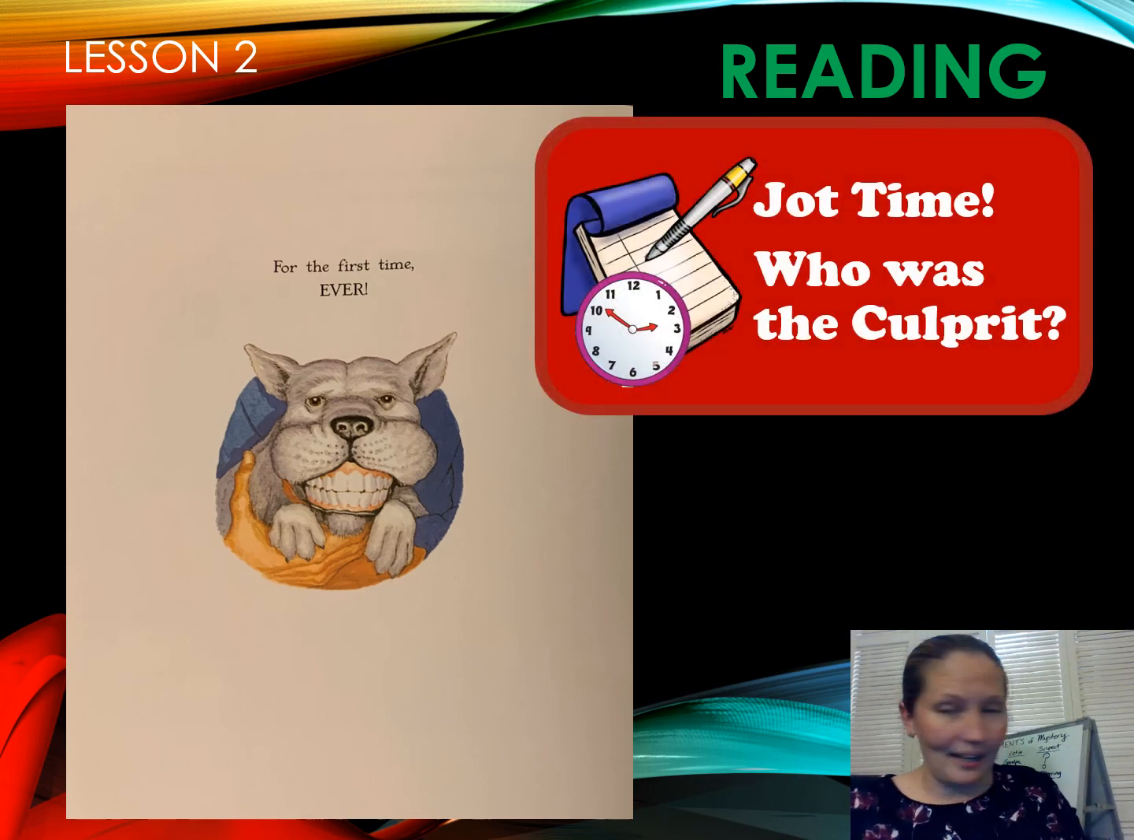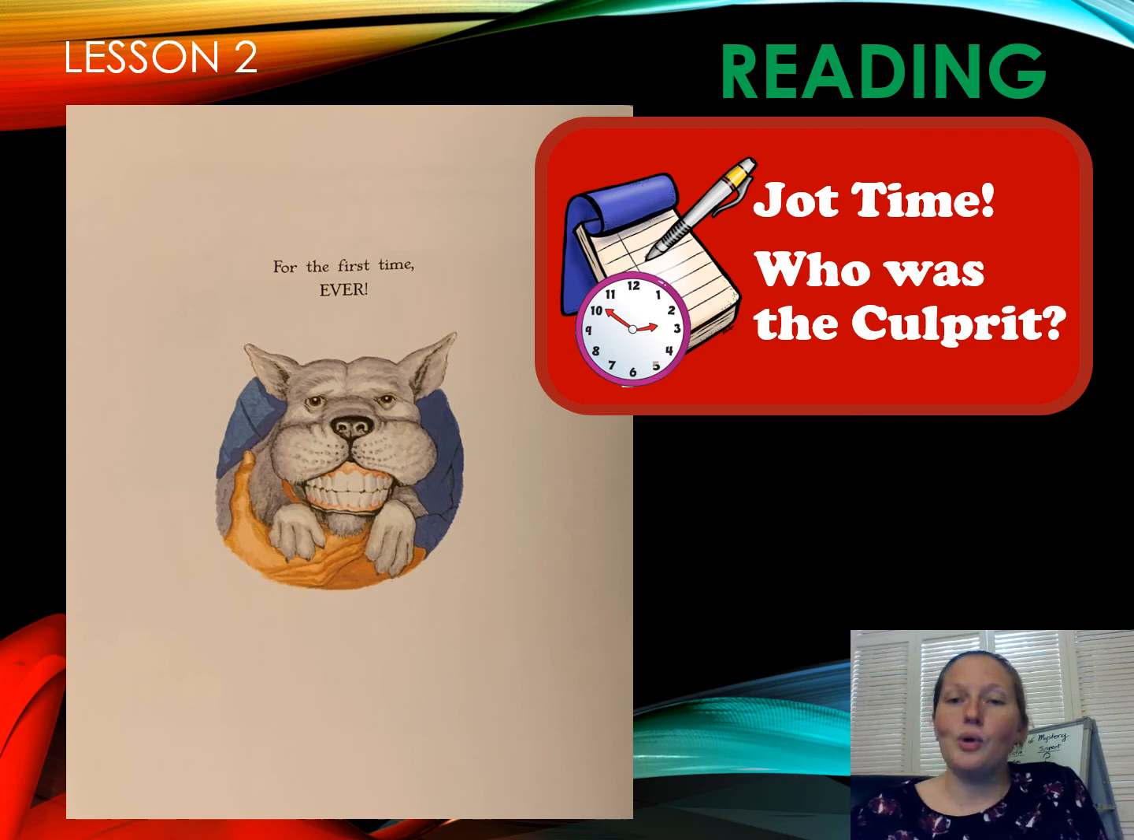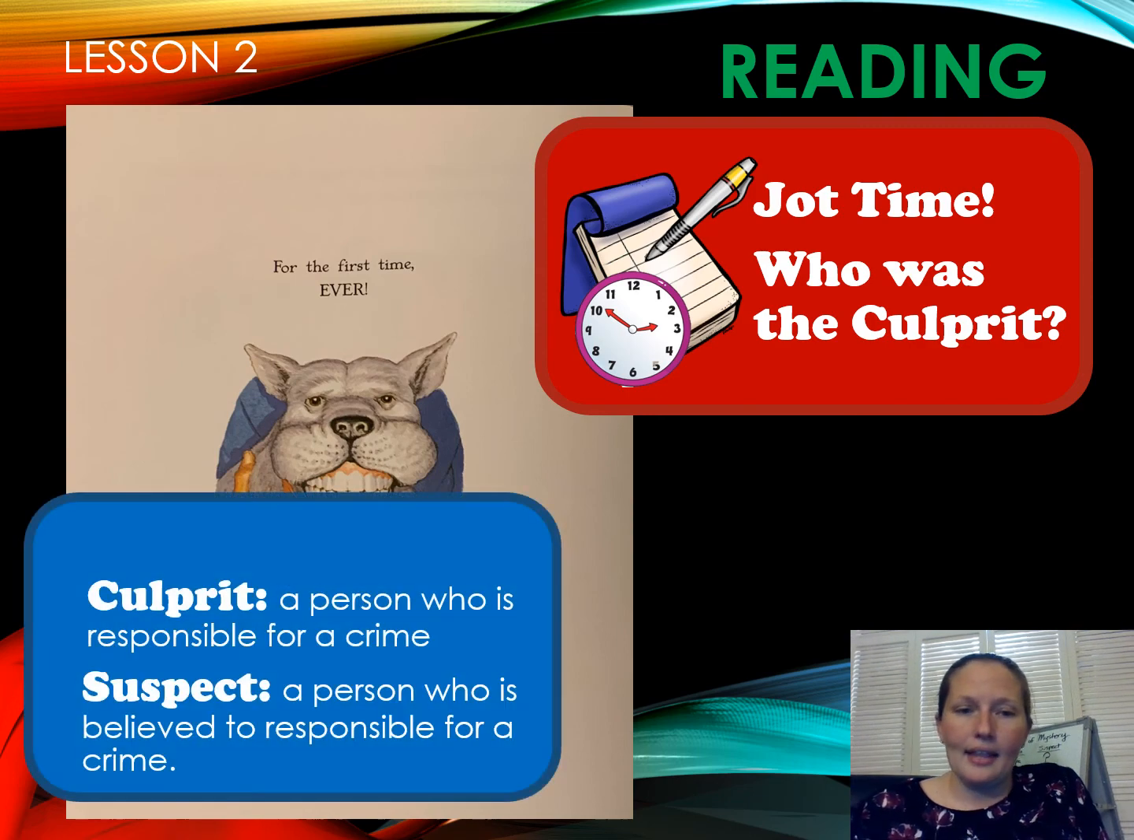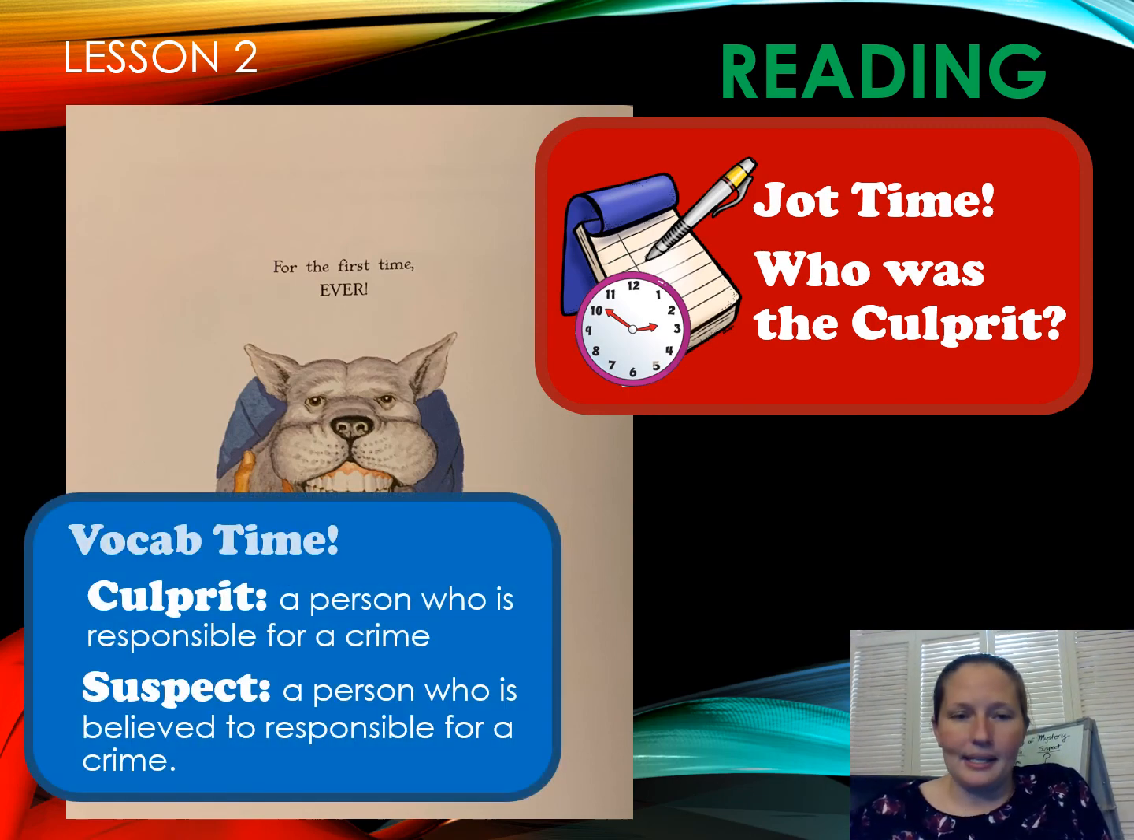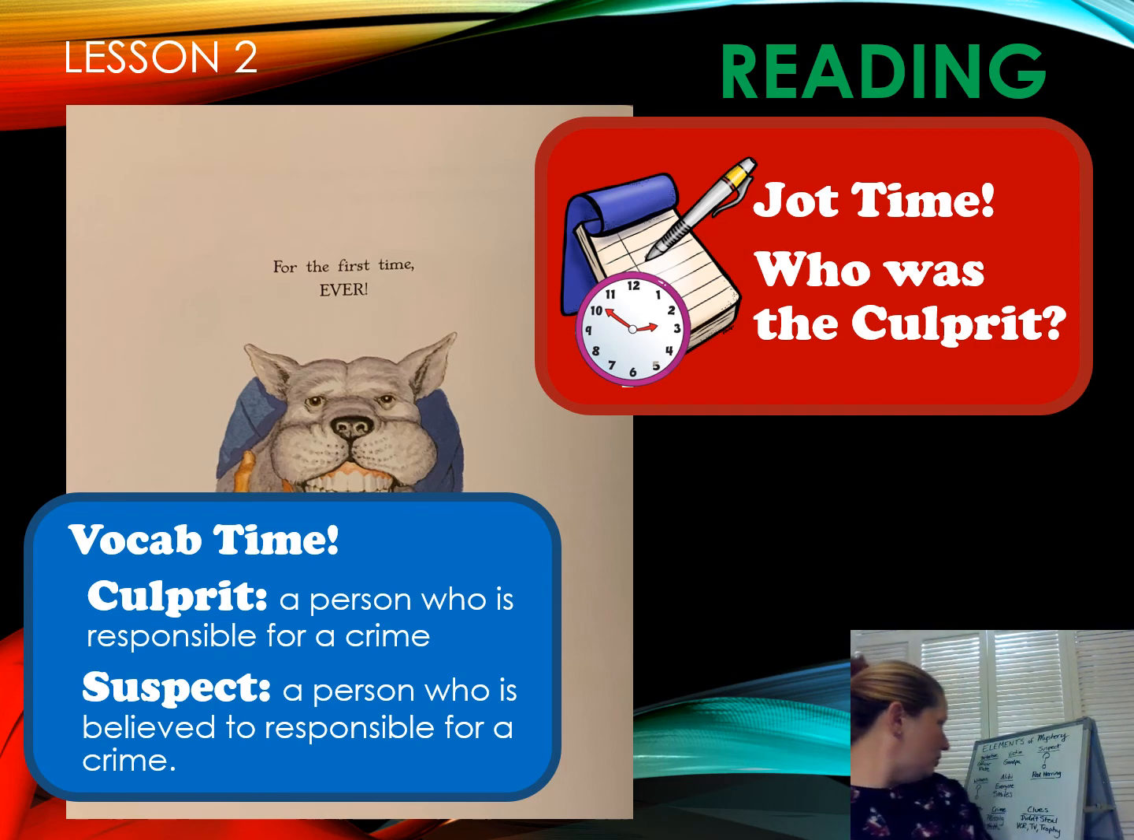So, jot time really quick, and I'm giving you a new vocabulary word. So, who is the culprit? Before we answer that question, the culprit is a person who is responsible for the crime. So we know about suspect. The suspect is a person believed to have committed the crime. The culprit is the actual one responsible for it. So let's jot down, who is our culprit? Well, I hope you can figure it out if you've been paying attention. He's smiling nice and brightly on the last page. The dog. So the dog is our culprit.